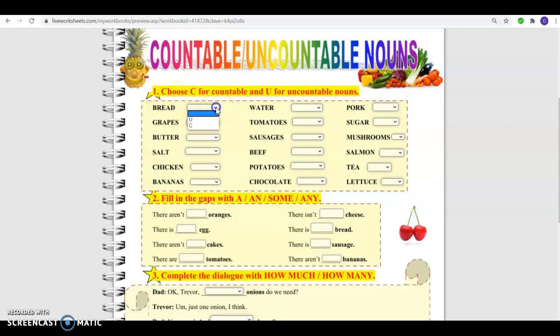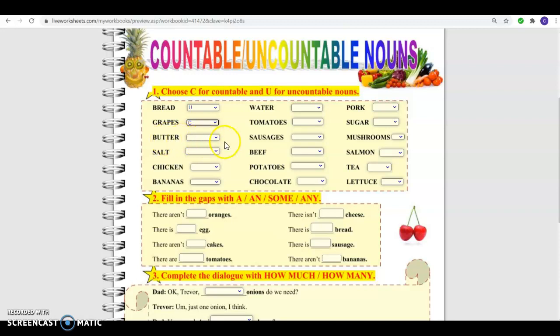First one, we have bread. Is it countable? Uncountable. U is for uncountable and C is for countable. What do you think about bread? Bread is uncountable. Good. Uncountable. Grapes. Here we have grapes. Is it countable? Uncountable. Good. It is countable. Es un countable porque está en plural. Right? Podemos ver aquí que tiene forma plural. Si fuese singular sería solo grape sin la S.